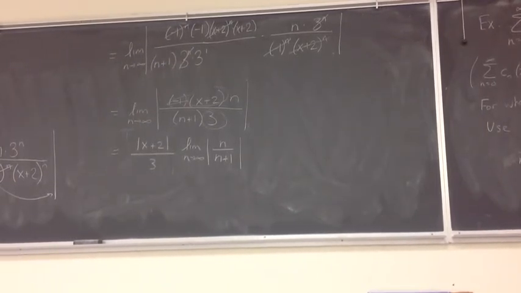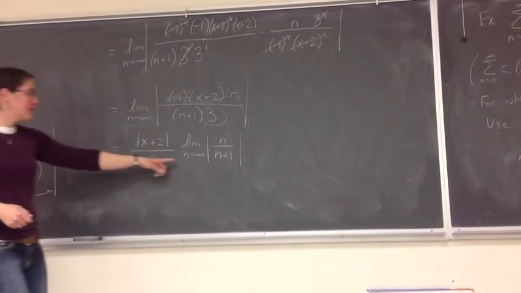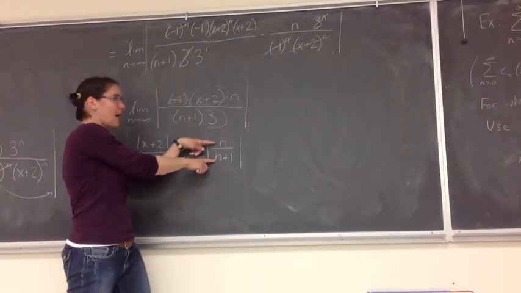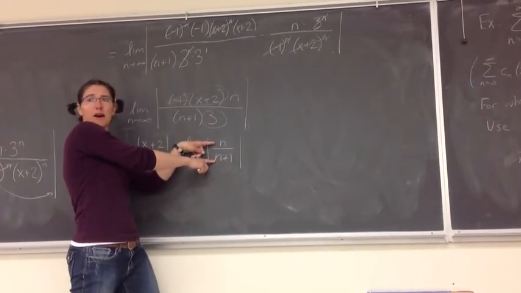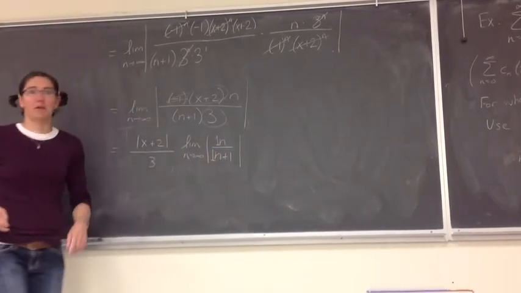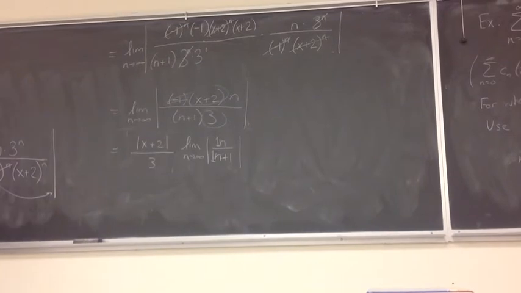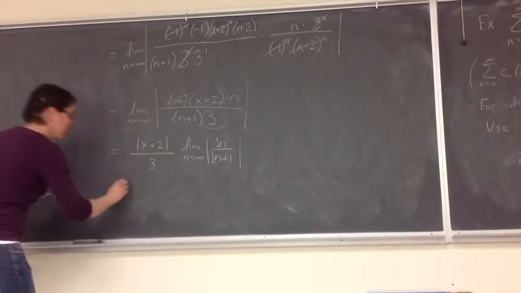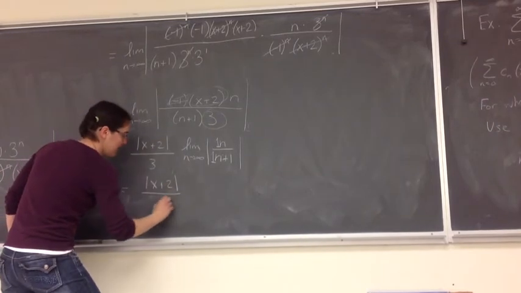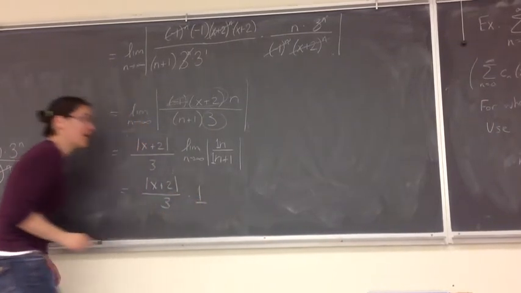So here we are, and we've got our limit as n goes to infinity of n over n plus 1. I look at this and say, the powers are the same on the top and the bottom, so I can look at the coefficients in front of my largest powers. Those coefficients are both 1s, and so my limit is equal to 1. So I've got the absolute value of x plus 2, divided by 3, times 1.